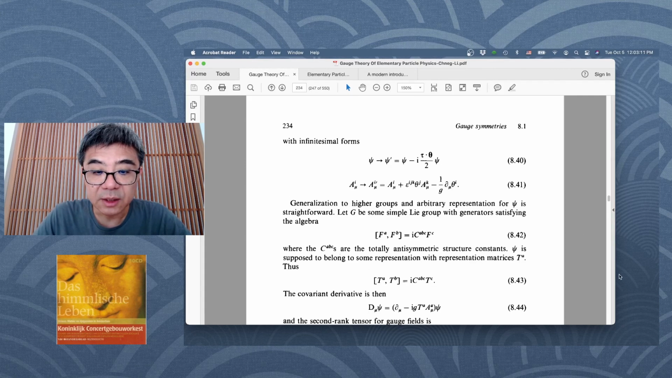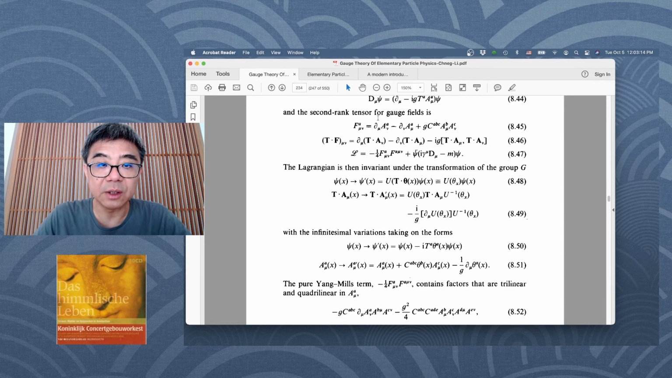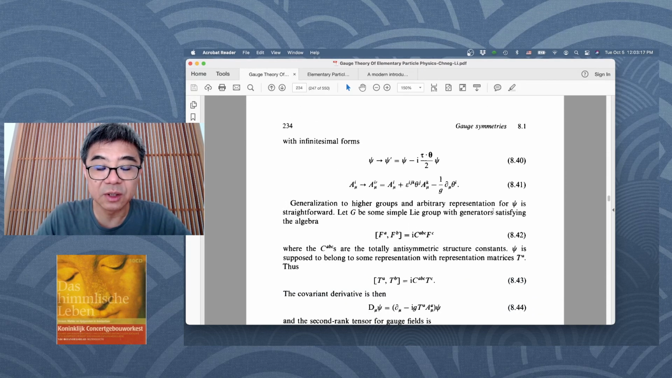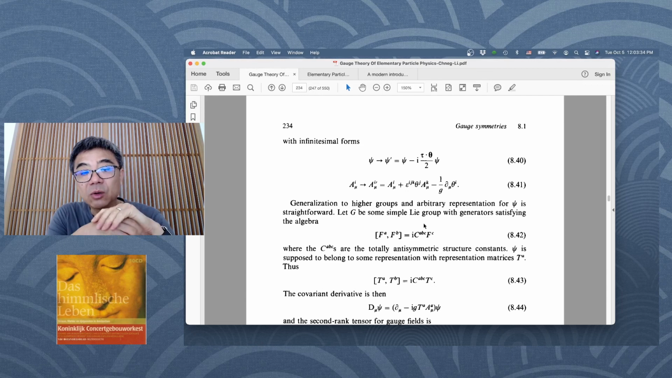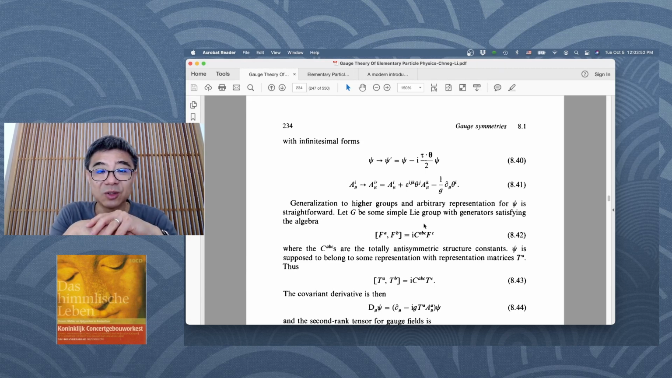The textbook continues to show you how to easily extend this mathematics to higher algebras, from 8.42. You can extend it to higher algebras, higher Lie groups. It's a little bit hard to do it online. Maybe next week when we can start teaching in class, I can show you all the mathematics more clearly. Probably we'll come back to this derivation on the blackboard, and you can also try to do it yourself at home.